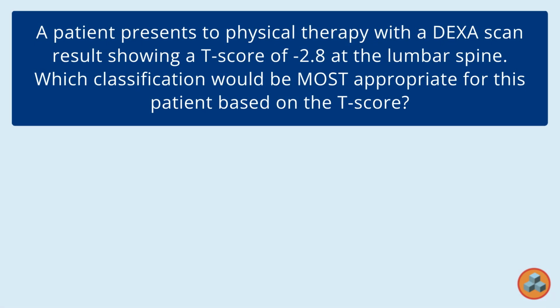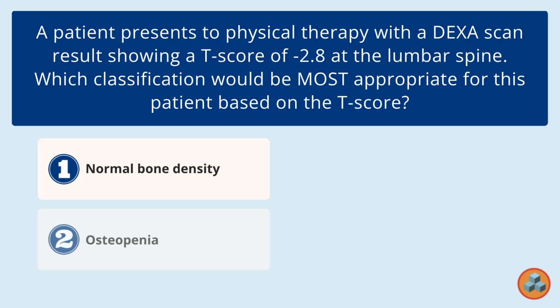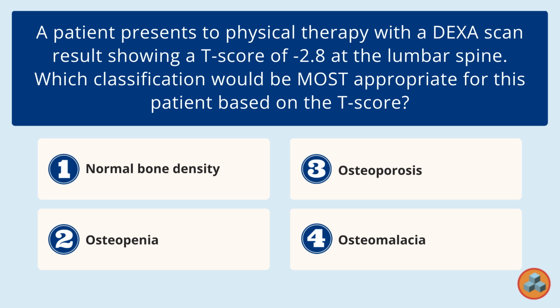A patient presents to physical therapy with a Dexa scan result showing a T-score of -2.8 at the lumbar spine. Which classification would be most appropriate for this patient based on the T-score? Option 1, normal bone density. Option 2, osteopenia. Option 3, osteoporosis. Option 4, osteomalacia.